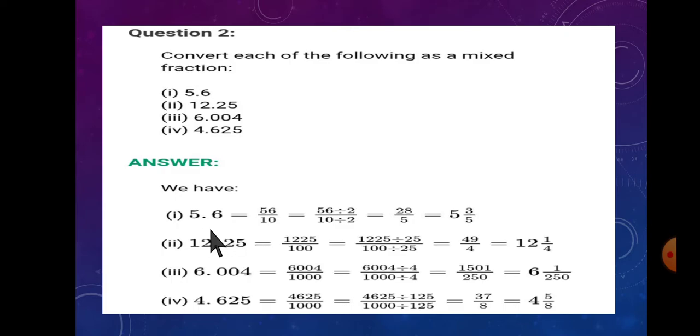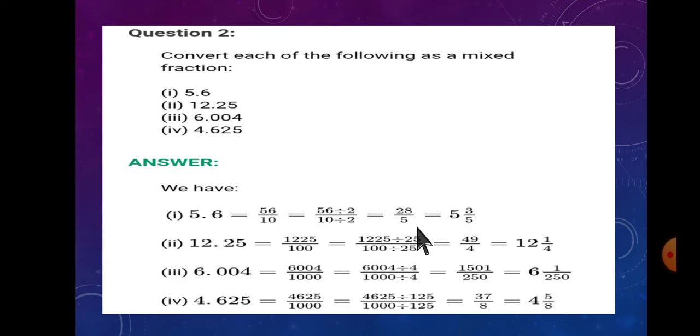Then for putting the 0s in the denominator, always we will see the digits after the decimal. Okay, we will not see before the decimal, always after the decimal. After the decimal there is 1 digit, that's why we will put one 0. Then we will convert this fraction into simplest form. Both are divisible by 2, so we will divide by 2. We will get 28 upon 5.